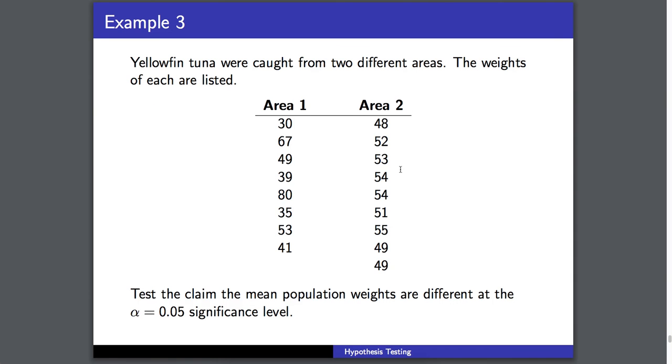We're going to test the claim that the means are different. So, I must have forgotten to label. Our null hypothesis is that the means are equal. And if they're different, the alternative hypothesis is that they're not equal. So we're not saying greater or less. We're just saying not equal. So this is a two-tailed test, and we're going to enter in the data.